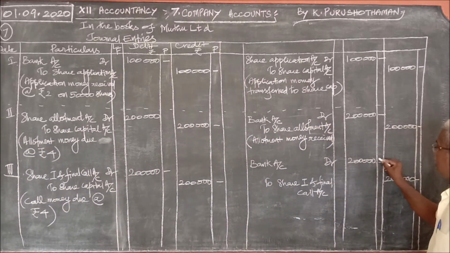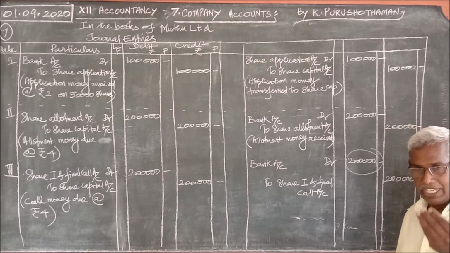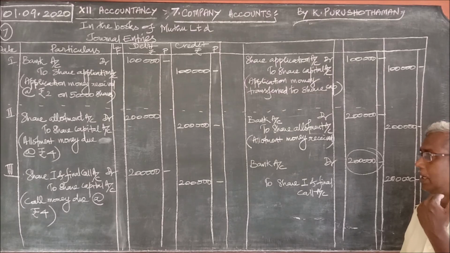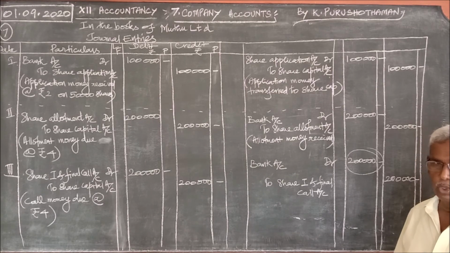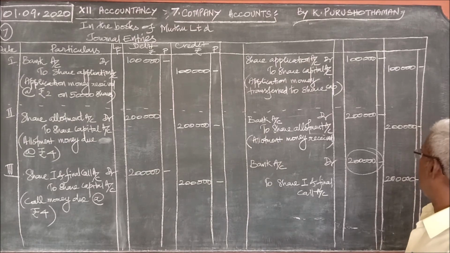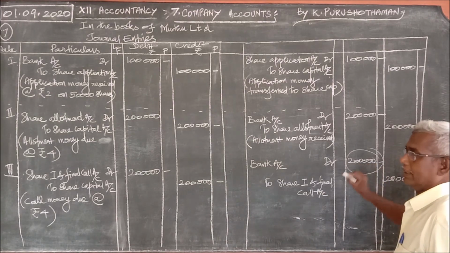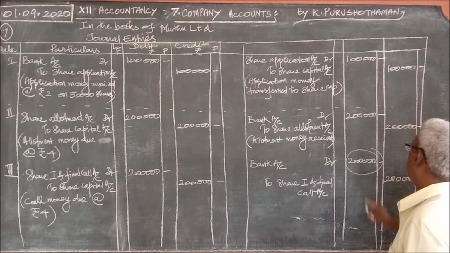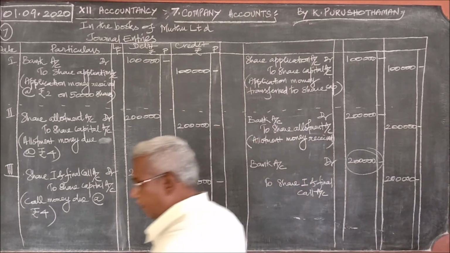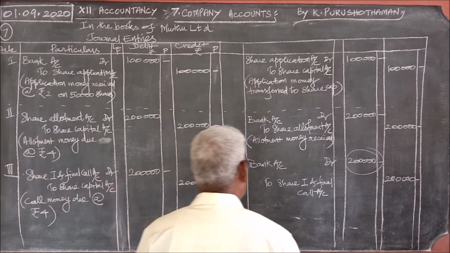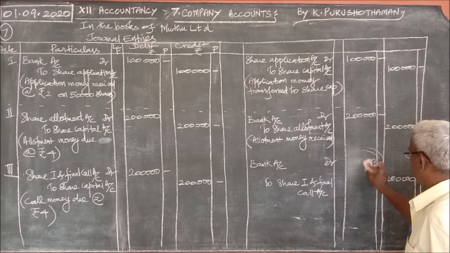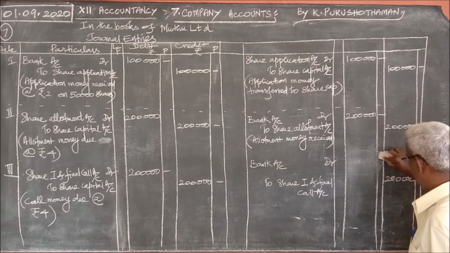No possibility. A shareholder having 1,000 shares did not pay the call money. So 1,000 into 4, 4,000 rupees did not come to the bank. So it cannot be 4 into 50,000 here; it is 49,000 only.